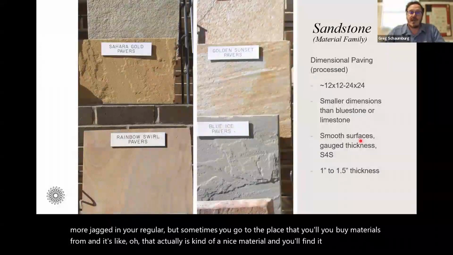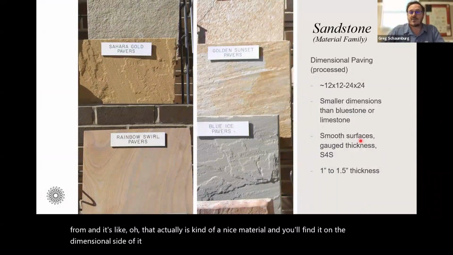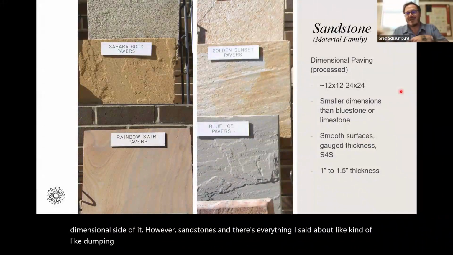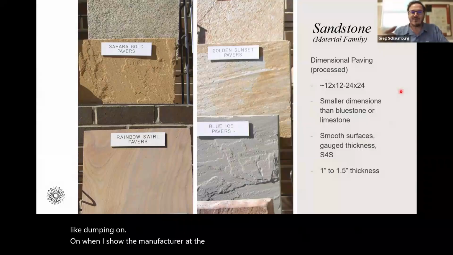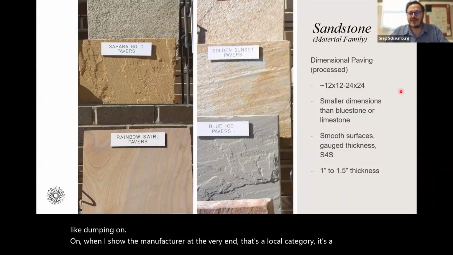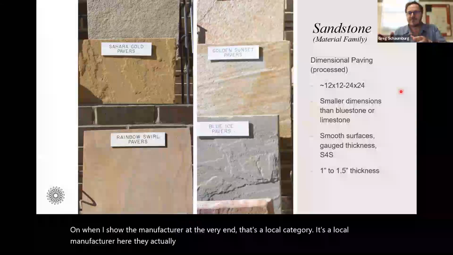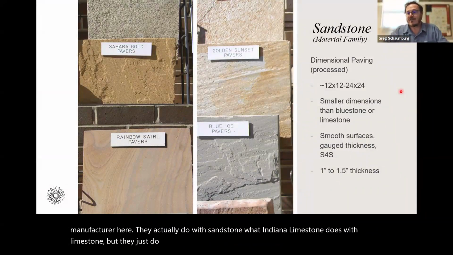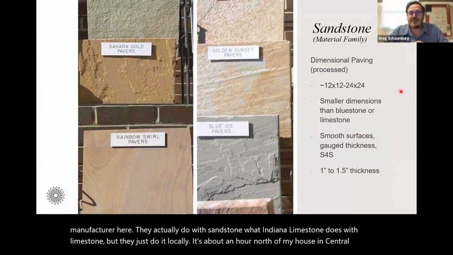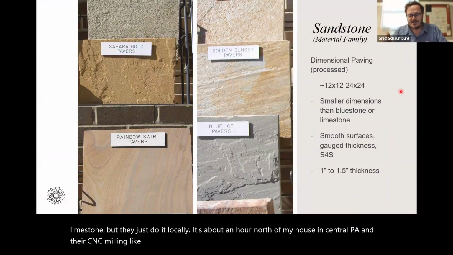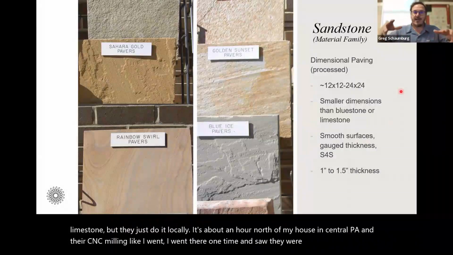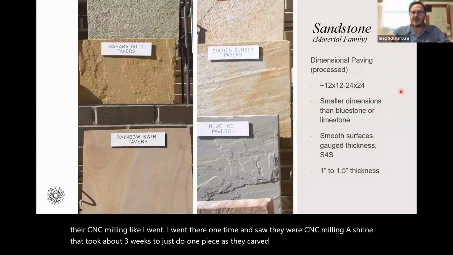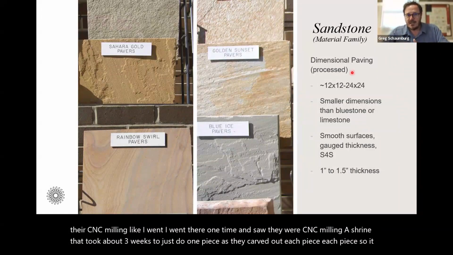On the dimensional side of it, however, sandstones, and there's everything I said about dumping on sandstone. When I show the manufacturer at the very end, that's a local category. It's a local manufacturer to here. They actually do with sandstone what Indiana limestone does with limestone, but they just do it locally. It's about an hour north of my house in central PA. And they're CNC milling. I went there one time and saw they were CNC milling a shrine that took about 3 weeks to just do one piece as they carved out each piece. So it certainly can be processed if you find the right place.